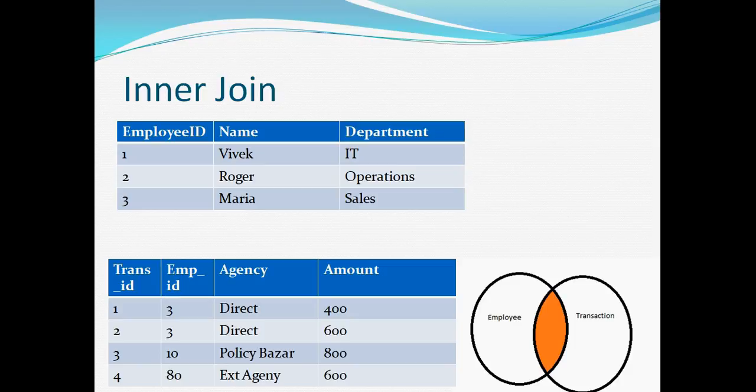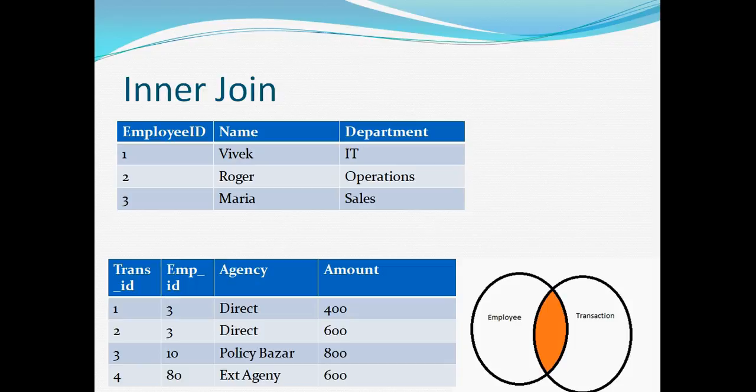So they are actually the necessary evil who are not generating any revenue for the company, but you need to maintain them in order to run the company. So it's only Maria who is generating the sales. So in the transaction table we will have an entry only corresponding to Maria and not from Vivek and Roger.